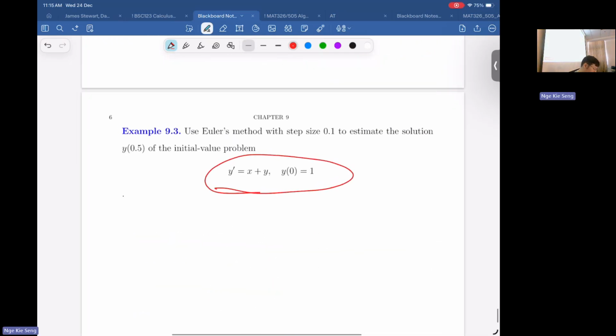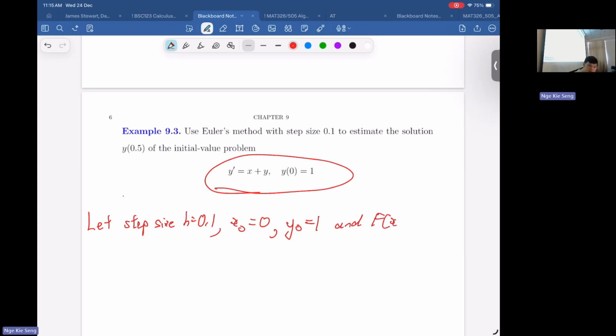So the step size is 0.1. For each 0.1, we need to update our gradient. Let's compute a few of them. So let the step size h equal 0.1, and then you start with x naught equals 0 and y naught equals 1, and our derivative is x plus y.